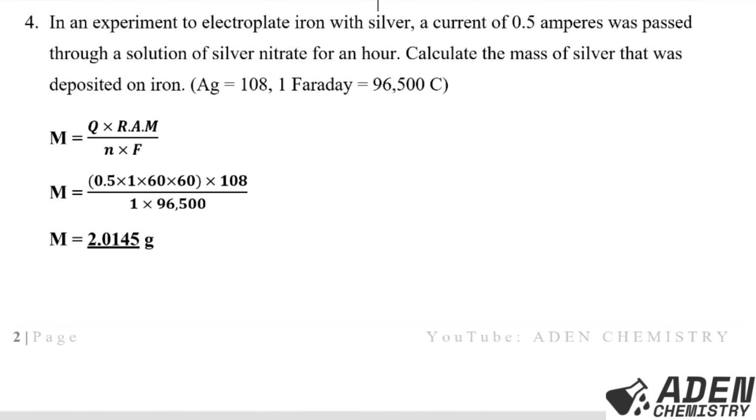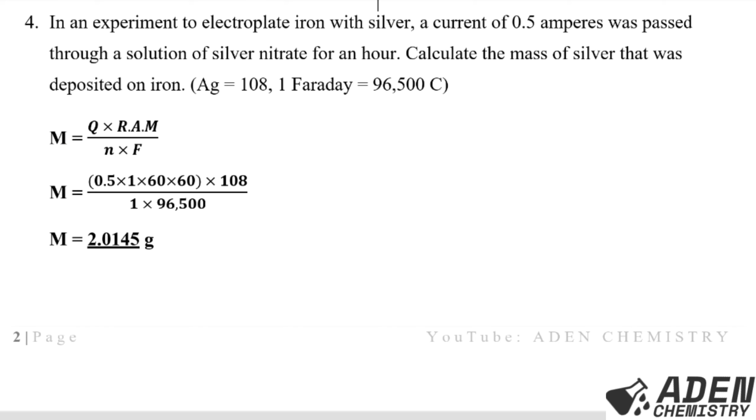Question number 4. We are told in an experiment to electroplate iron with silver, a current of 0.5 amperes was passed through a solution of silver nitrate for an hour. Calculate the mass of silver that was deposited on iron. So in bracket we are given the relative atomic mass of silver, which is 108, and we are told 1 Faraday is equal to 96,500 coulombs. So we can just write the formula. Mass will be equal to Q times RM divided by N times F.